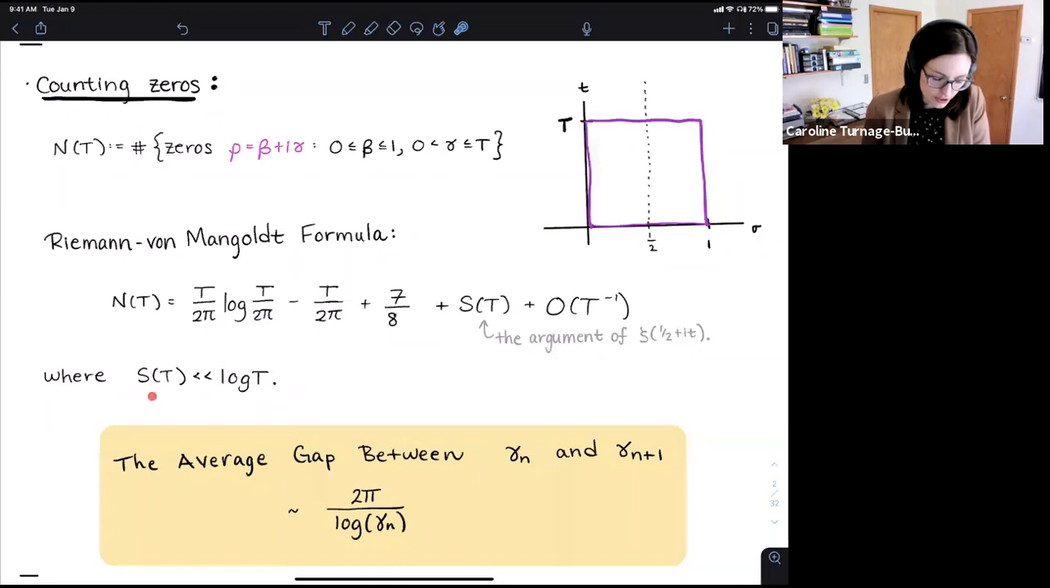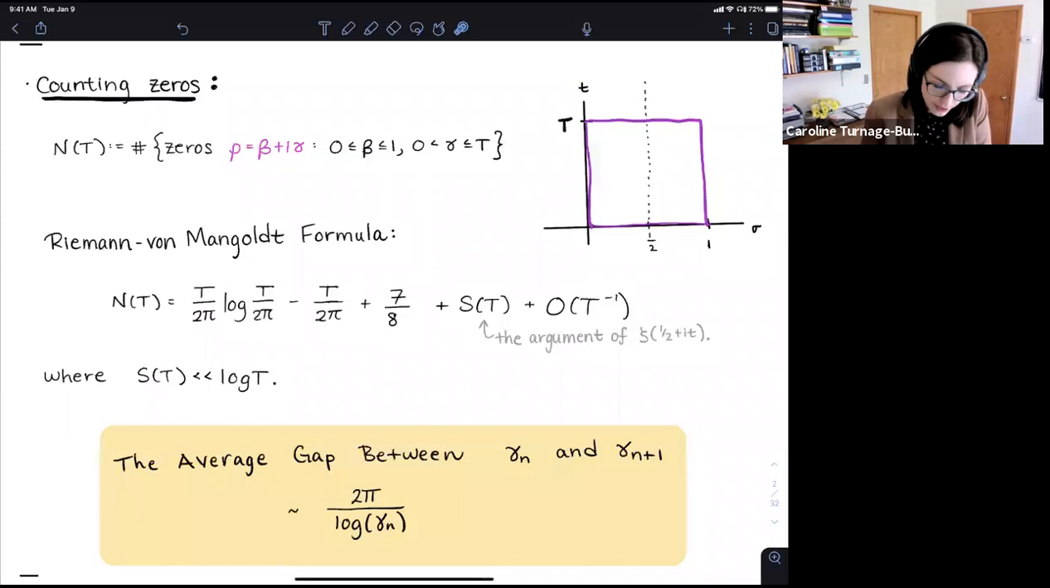But for now, just know that it's small enough so that we can say, well, if I can count how many zeros there are in this box, and the main order term here is like t log t, then this tells me the average gap between two consecutive zeros, right? So I just divide by the number of zeros, and I get like 2 pi over log of gamma n.